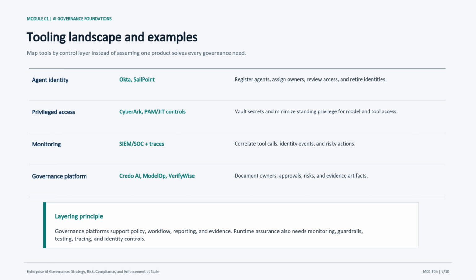I would tell the class that tool selection should follow the workflow. First, define the decision, evidence, risk tier, and enforcement need. Then choose tools that make that operating model easier to execute.